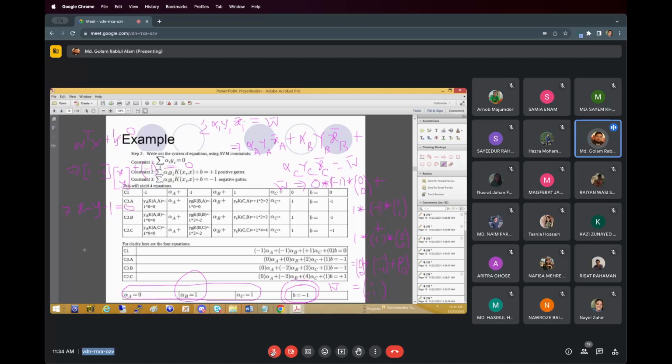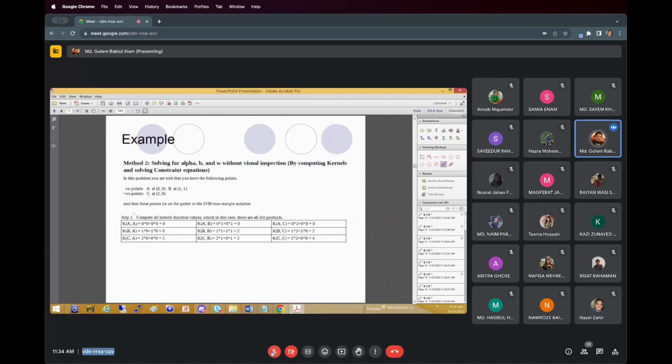So if we plot our data and see our hyperplane, consider that this is just the plot. Here at first are the points A, B, and C. That is our support vectors. A is 0, 0, B is 1, 1, and C is 2, 0. A and B are negative, and C is positive.